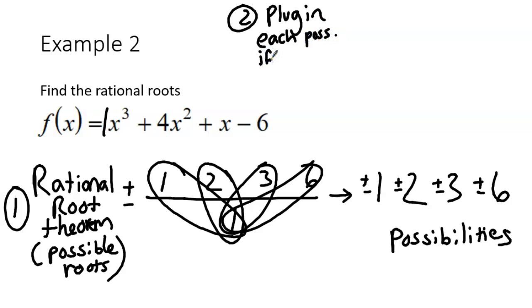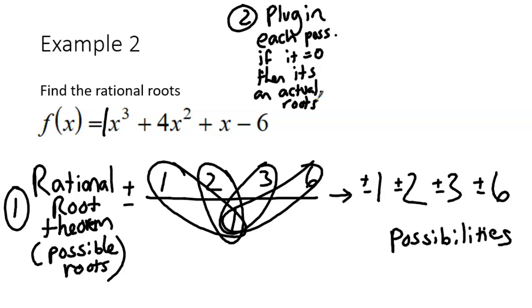If it equals 0, then it's an actual root. In other words, it's not just a possibility anymore, it actually is one of our roots. Because roots are where y equals 0. So if you plug in an x value that gives you 0, then that must be a root. So let's go ahead and do it.